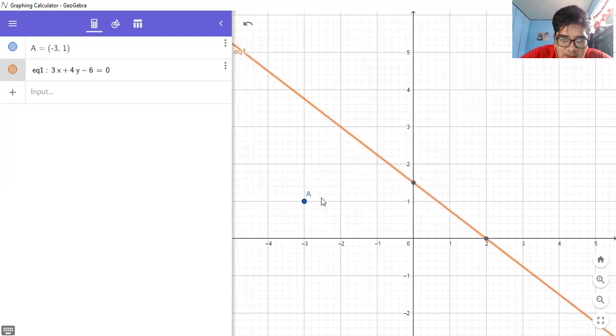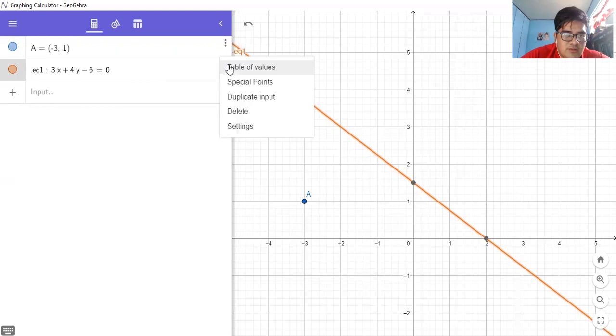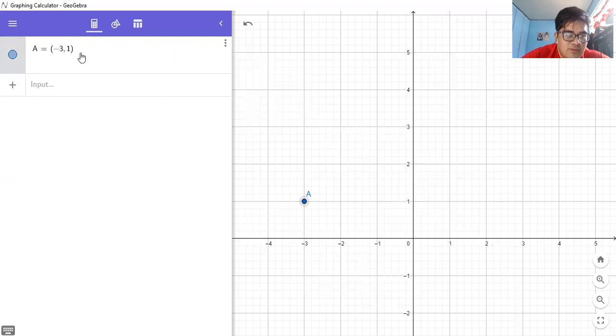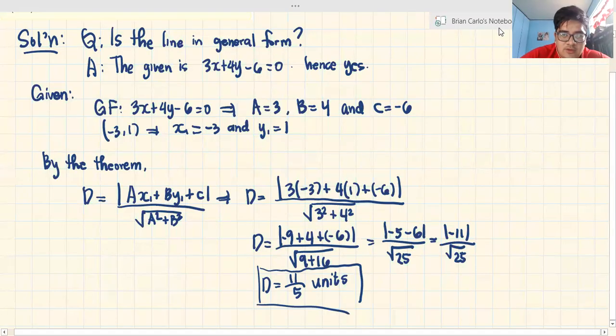I can't write in GeoGebra, pero yun na yung idea. Yung mag-extend ka ng line, ganun siya. This is 11 over 5 units. Okay? So, di-delete natin to for the next example mamaya. Ngayon, babalik tayo sa paper natin. So, ganun na, gets natin yun.